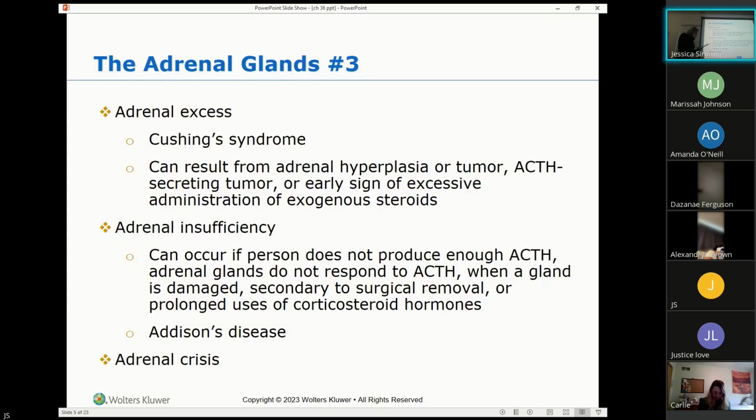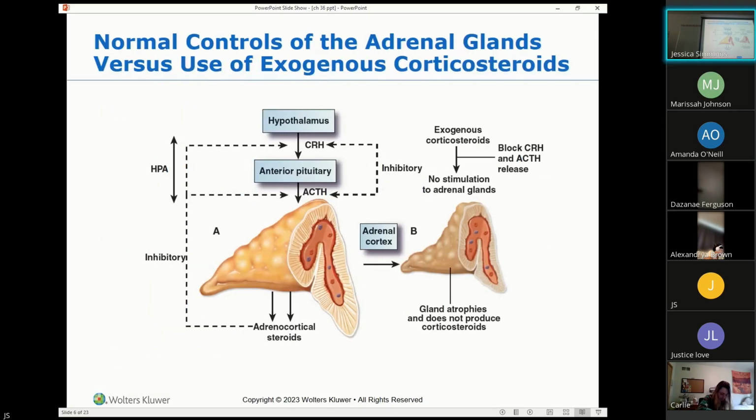So for Addison's versus Cushing's, I need you to know that table 36.1. So please look at it. This is the normal controls of the adrenal glands versus the use of exogenous corticosteroids, which means I'm giving you corticosteroids. Okay.